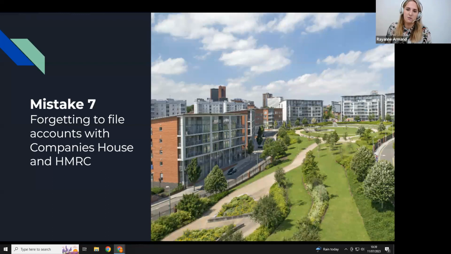Otherwise, it could be an issue with HMRC. The second scenario I wanted to talk about was where your resident management company earns ground rent.